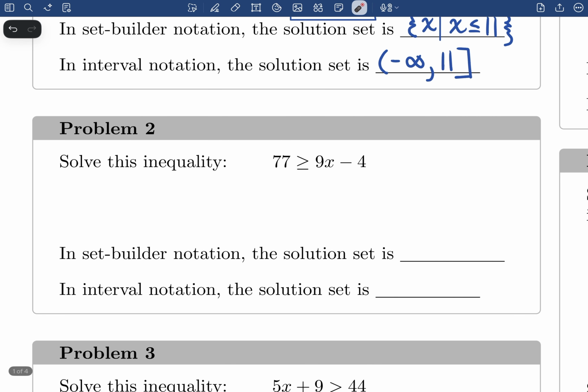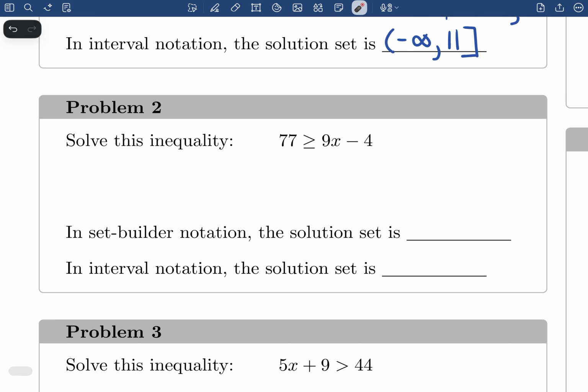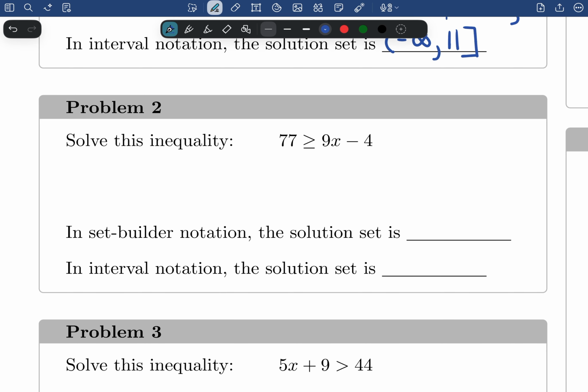Solve this inequality. It says 77 is greater than or equal to 9x minus 4. And so to start, I'm going to try to solve for x, right? This is a linear inequality. I'm getting x alone. And so I add 4 from left to right. And I get 81 is greater than or equal to 9x. Okay, now I'm going to divide by 9 across the inequality. If you ever divide by a negative number across the inequality, the symbol flips direction. In this case, we're dividing by a positive value, so that won't happen. And 81 divided by 9 is 9. So I get a statement that says 9 is greater than or equal to x.